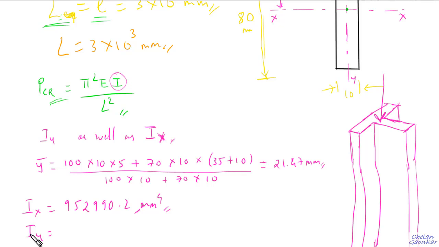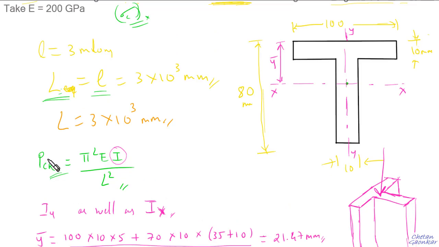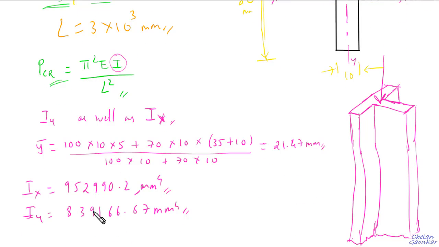Similarly, Iy, the moment of inertia about the y-axis, will turn out to be 839166.67 mm to the power 4. And as I told you earlier, the way we will design this strut is, in order to find the critical load, we will take the least value among both moment of inertia values, that is Ix and Iy. We will go ahead with this least value, since this is the lesser value.